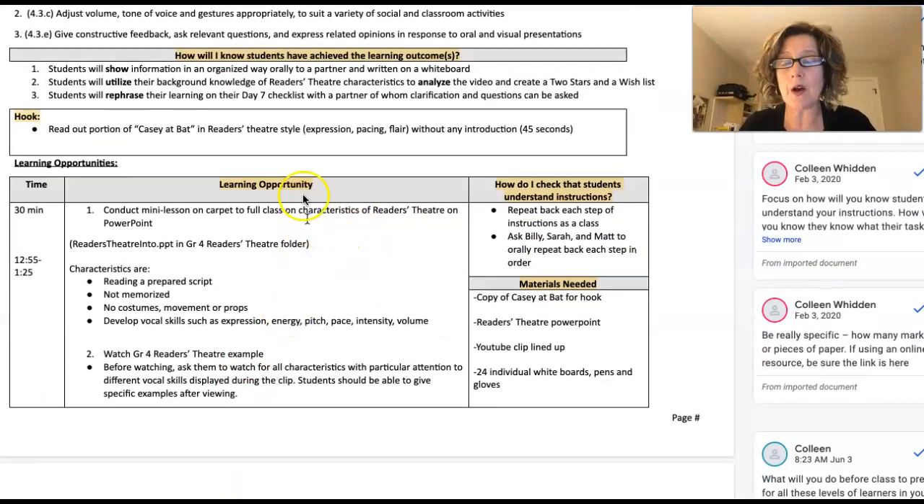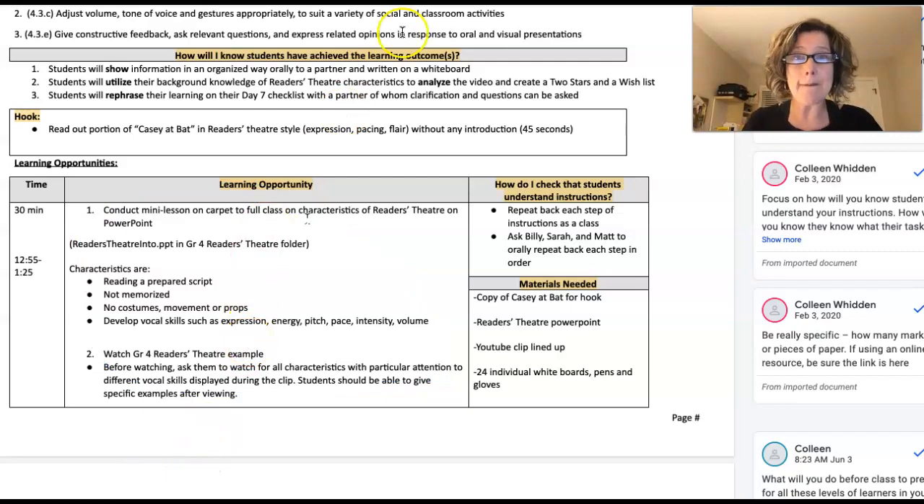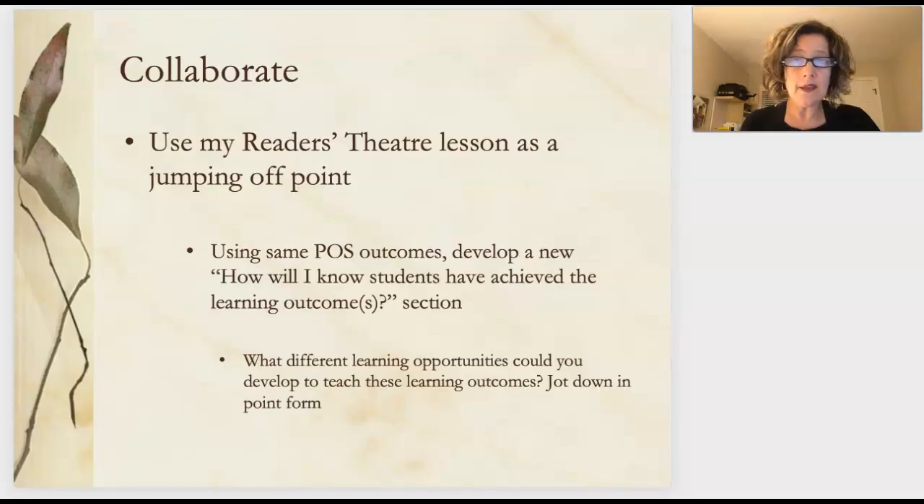So you're going to go, okay, instead of conducting a mini lesson, I'm going to do something different. Instead of watching a grade 4 Reader's Theater example, I'm going to do something different. Because, again, my Reader's Theater lesson is a good solid lesson. Is it the most brilliant lesson ever? No. But it's a good solid lesson where I could say I fulfilled the objectives, and I could tell if the kids fulfilled the objectives. So this is what you're going to do during Collaborate.